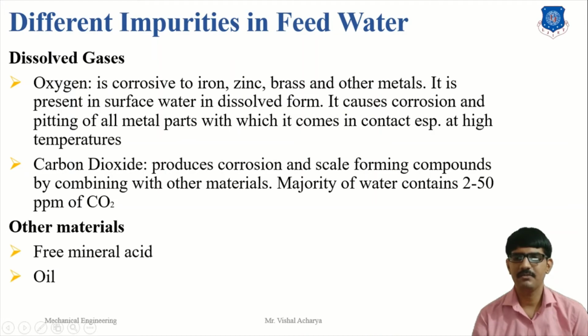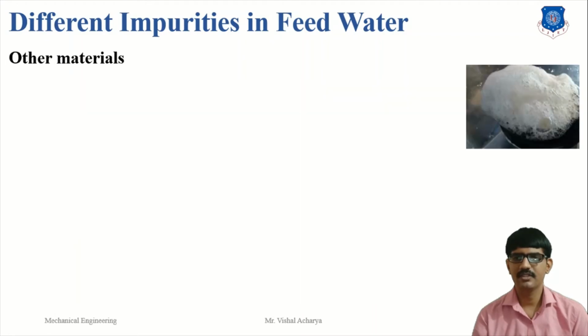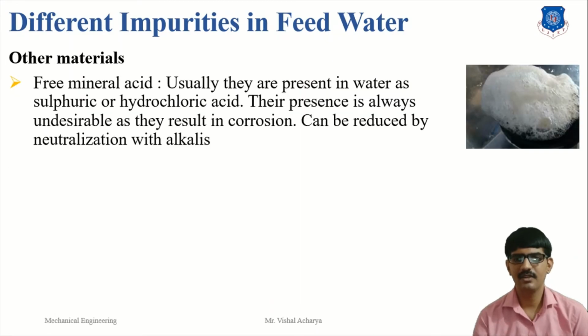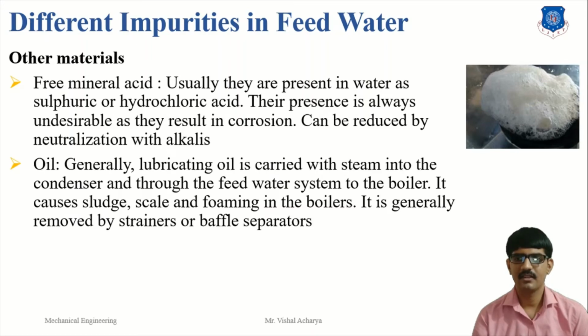Other materials are free mineral acid and oil. First we discuss free mineral acid. Usually they are present in water as sulfuric and hydrochloric acid. Their presence is always undesirable, and the resulting corrosion can be reduced by neutralization with alkalis. The second part is oil. Generally lubricating oil is carried with the steam into the condenser and through the feed water system to the boiler. It causes sludge, scale and foaming in the boiler. It is generally removed by strainers or baffle separators.